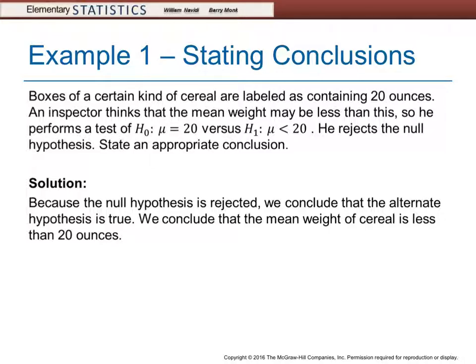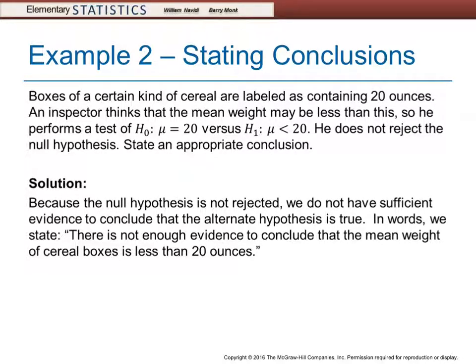He only rejects the null hypothesis after he does a certain test. Because the null hypothesis is rejected after the test, we conclude that the alternative hypothesis is true. We conclude that the mean weight of cereal is less than 20 ounces.